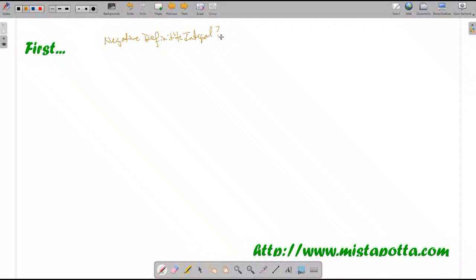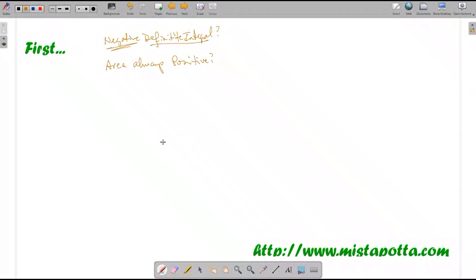And this is confusing for some people because a definite integral is supposed to be area. And the question is, how can you have a negative area? Isn't area always positive? And the fact is that a value for area may be positive, but it may represent a quantity that is in fact negative.